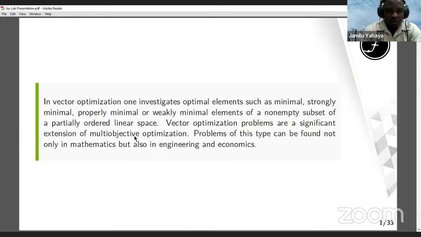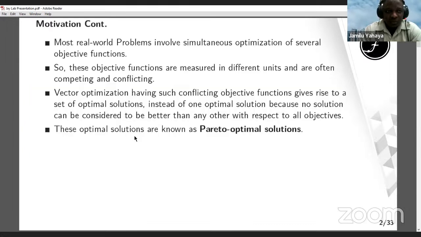In vector optimization, one investigates optimal elements such as minimal, strongly minimal, properly minimal, or weakly minimal elements of a non-empty subset of a partially ordered linear space. So vector optimization problems are a significant extension of multi-objective optimization problems. Problems of this type can be found not only in mathematics, but also in engineering and economics.